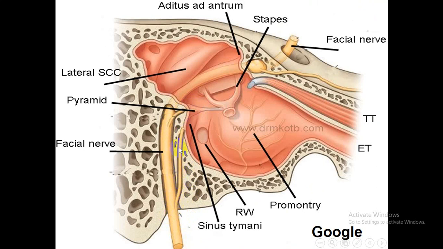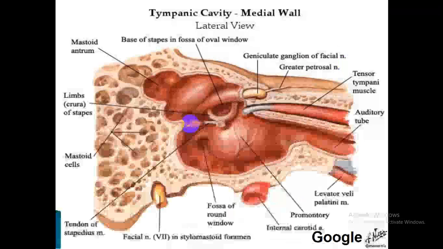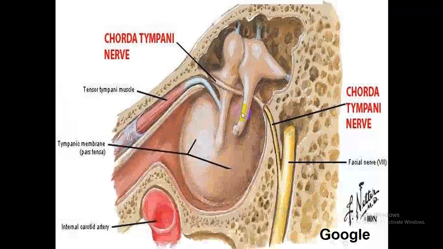It turns upward and enters the tympanic cavity. Pay attention to it after the drawing. It enters the tympanic cavity at the posterior border of the tympanic membrane. It passes forward over the medial surface of the tympanic membrane.